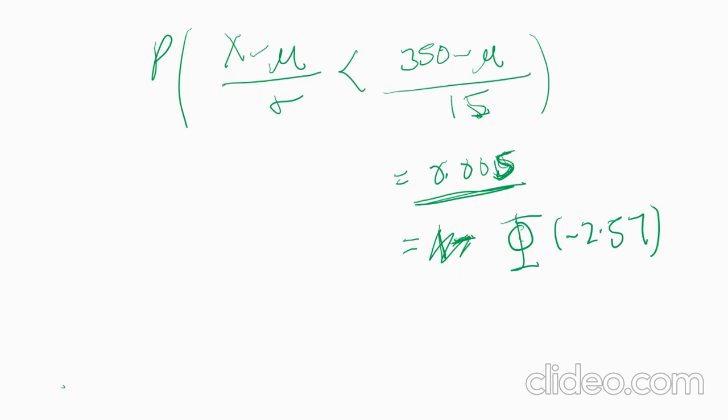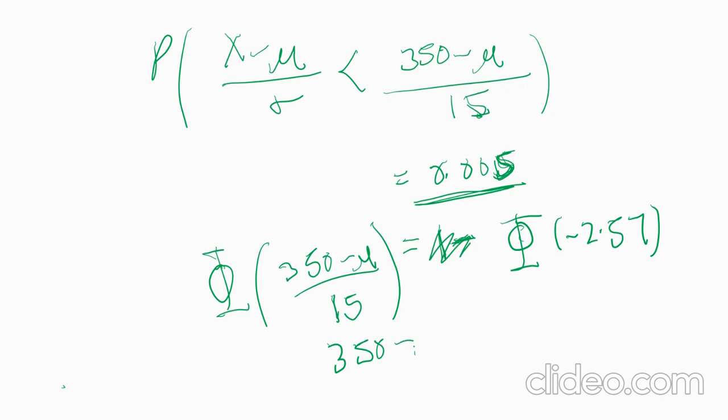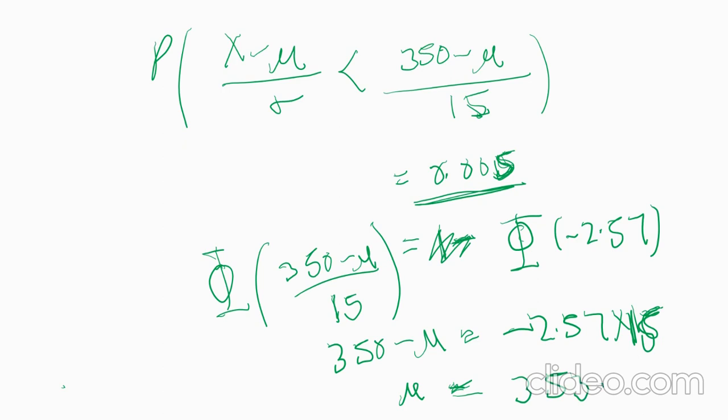And this one is what? This one is (350 minus mu) divided by 15. So we can take it out, and then 350 minus mu is equal to minus 2.57 times 15. So mu will be what? It will be 350 plus 2.57 into 15, and then it will be around 353.